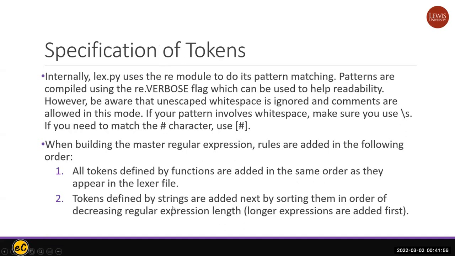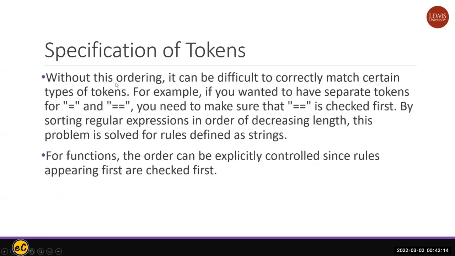Tokens defined by strings are added by sorting them in the order of decreasing regular expression length. Longer expressions are added first. This is the rule: longer expressions will be matched first, and without this ordering, it can be difficult to correctly match certain types of token. For example, if you want separate tokens such as equals and double equal sign, the longer one is checked first. So you will check the double equal sign first instead of the single one. By sorting regular expressions in order of decreasing length, this problem can be solved. So that's the rule you need to follow.